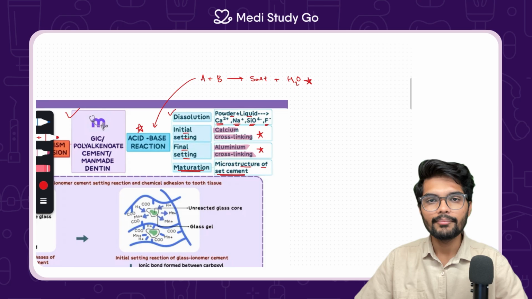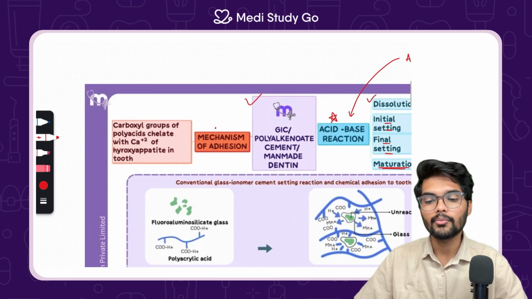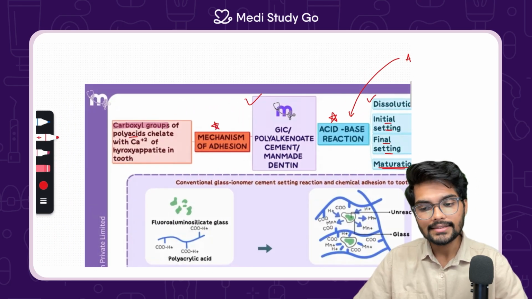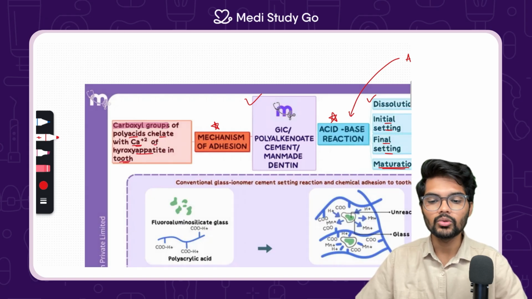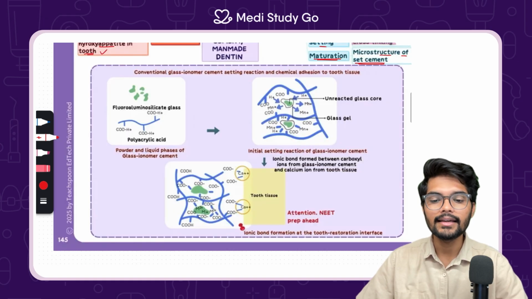Now let us go through the mechanism of adhesion. Carboxyl groups of polyacids chelate with calcium ions of hydroxyapatite in tooth. This is how the initial cross-linking, which is the calcium cross-linking, is formed.